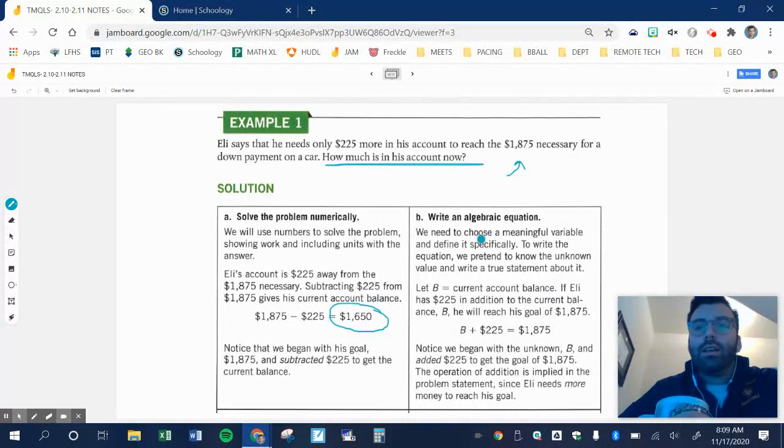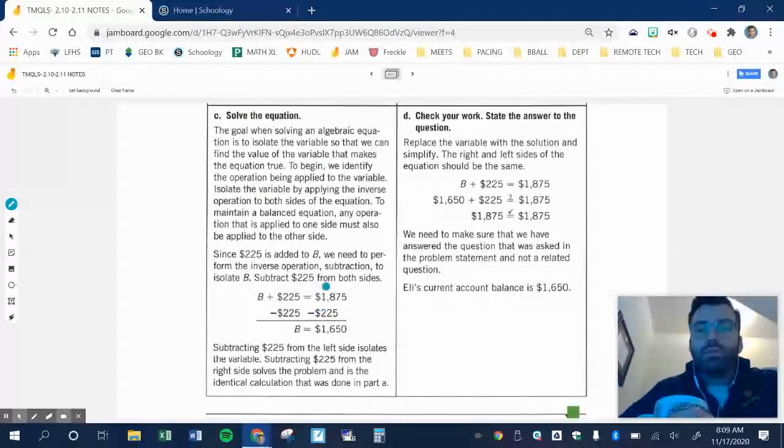All right. Now I could also look at this algebraically. B, his current account balance, plus that 225 equals what he wants, his $1,875 goal. And again, what would I be doing? Well, I would be subtracting that 225 from both sides and still get the same answer. And then I would just plug it back in and verify it. All right. So that's an example given to you. Let's try one.